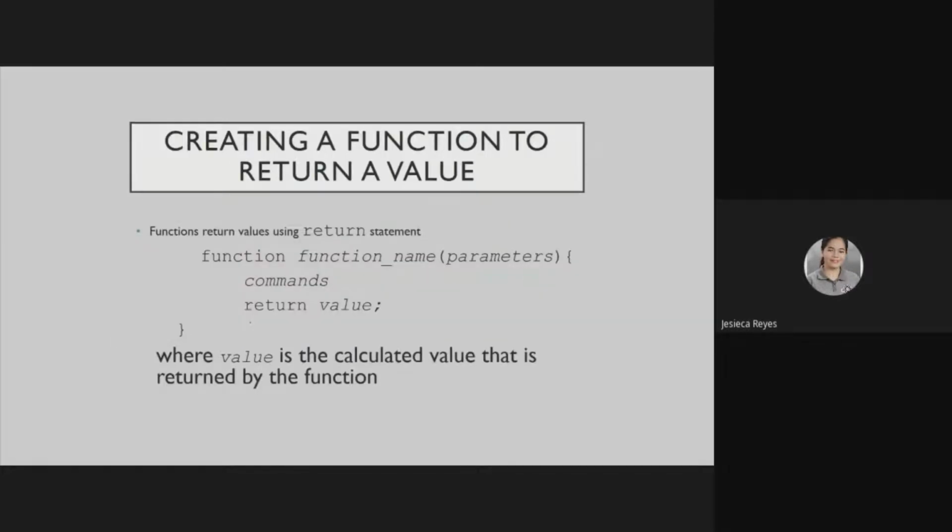You may have a function that will return a value, or a value-returning function. So to return a value in a function, you have the return command. A return followed by a value. So value here is the calculated value that is returned by the function. Again, you may have the parameters here.